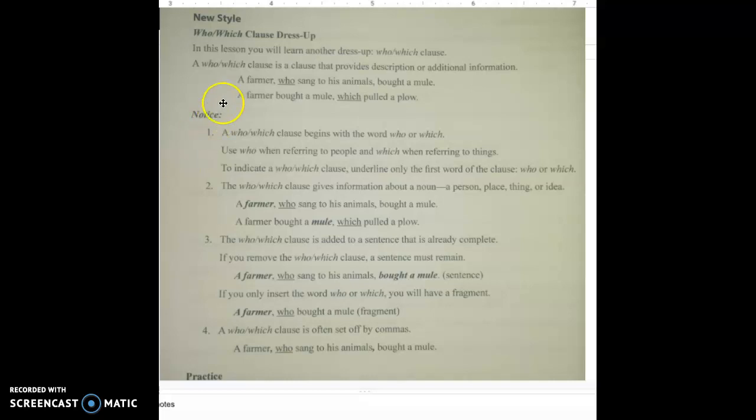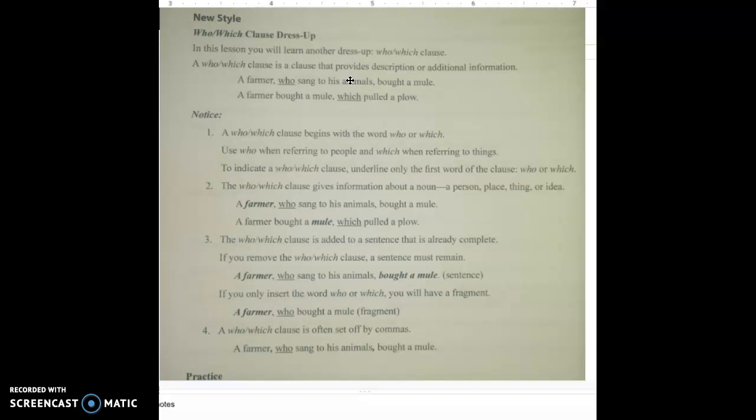So here we have a farmer, comma, who's saying to his animals, comma, bought a mule. So if I do the who which test and I cover up who's saying to his animals, I need to read that without that. So I would actually have them physically put their hand over that and then read it. And that would be a farmer bought a mule. Does that make sense? Is it a complete sentence or a complete thought? Yes, it is. So that one works.